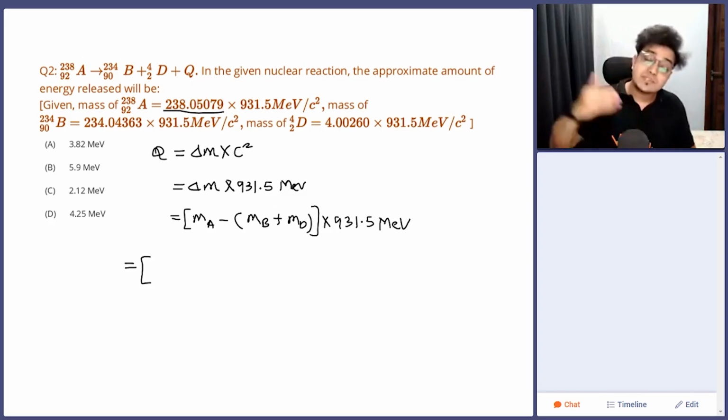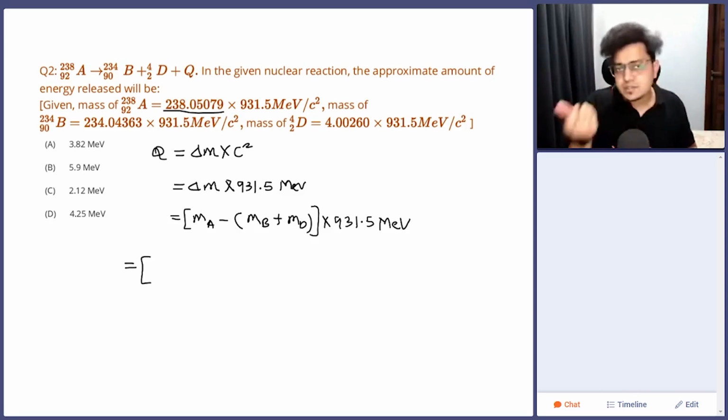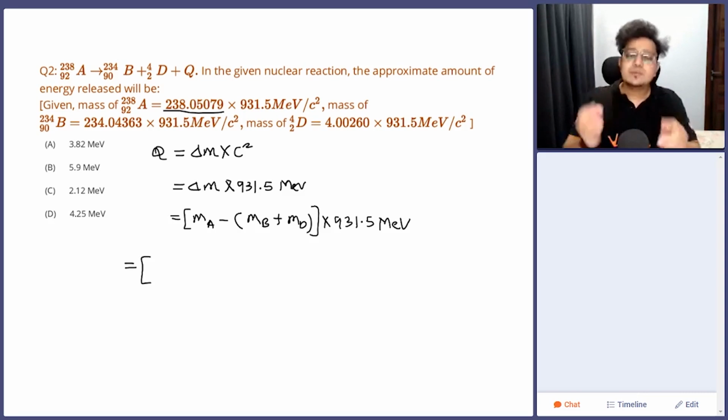You don't have to take, sometimes they give you 6 places after decimal. So it becomes impractical. So if time permits, use whatever values are given. But if you're short of time, then after decimal, you can take the first 4 digits. That's fair enough. Okay. So here we just now substitute and calculate.